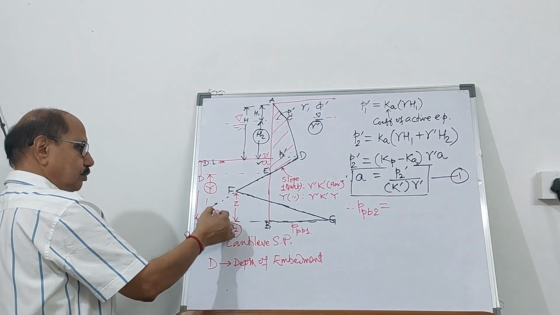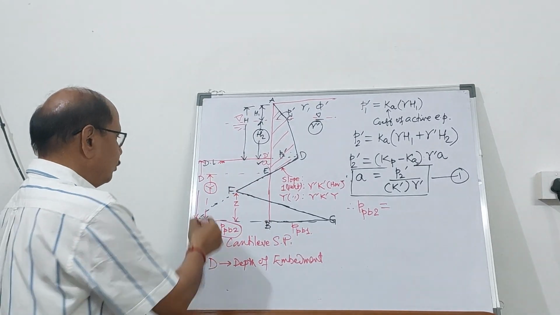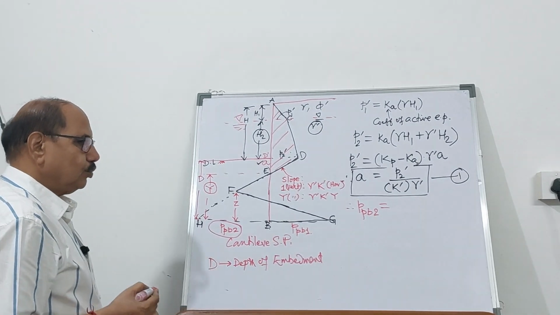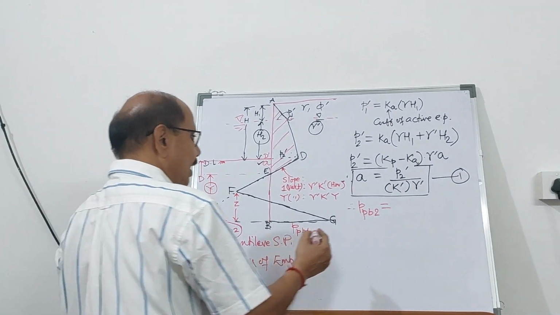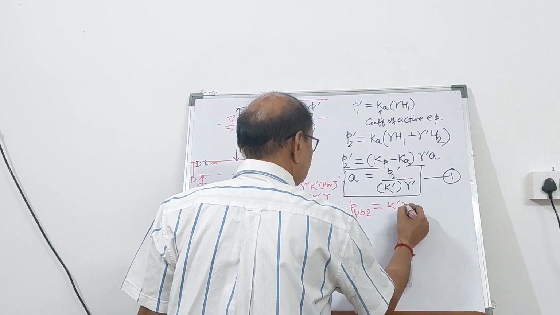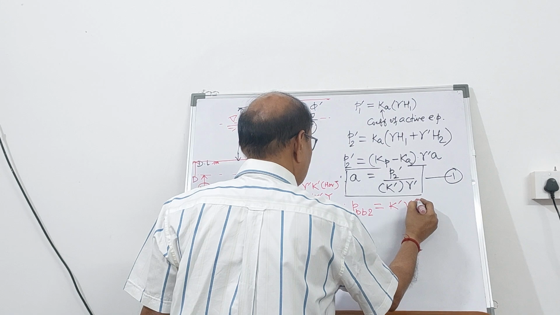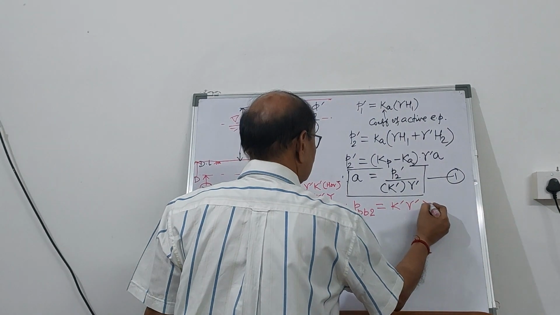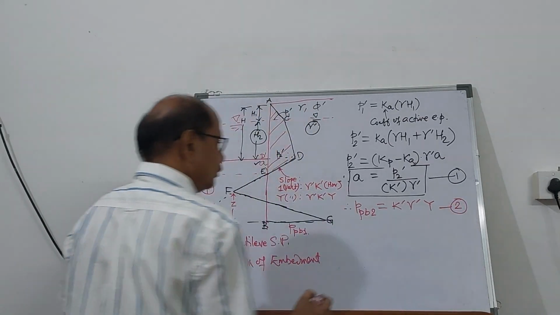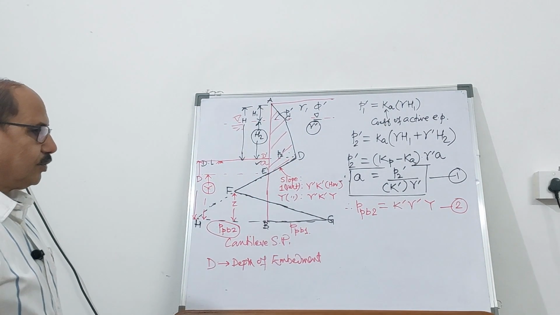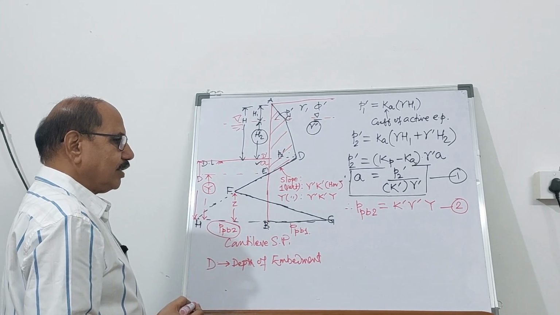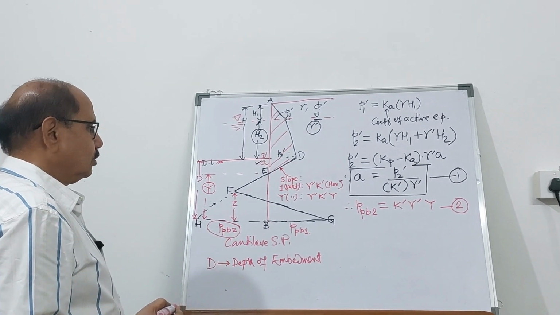This is the slope, which is at a distance y. So PPB2 will be K prime gamma prime into y. So PPB2 is a very simple way you can calculate it.